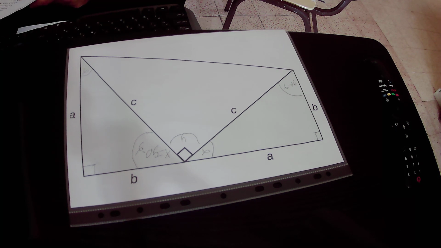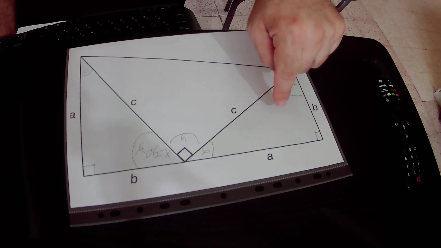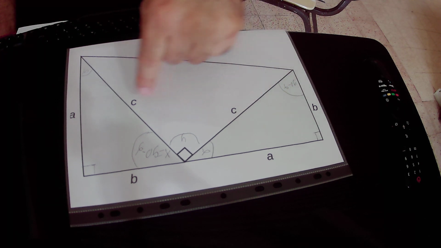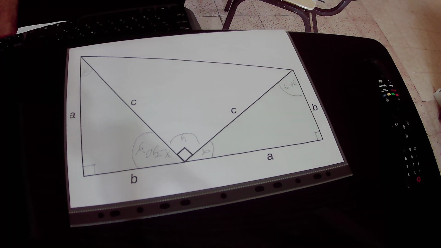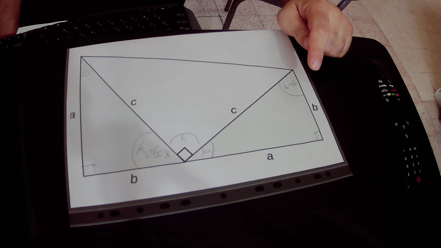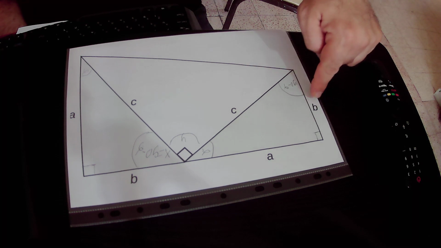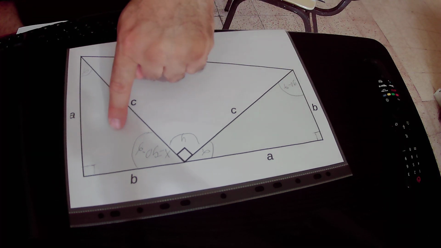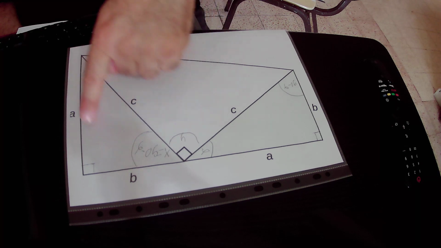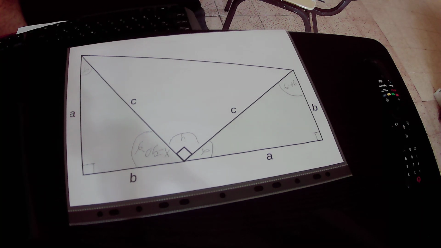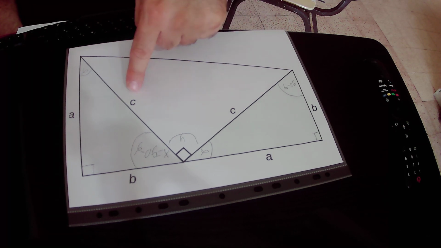On the other end, the area of the trapeze is equal to the sum of the three triangles: this triangle, this triangle, and this triangle. The area of this triangle is A times B divided by 2, and so is the area of this triangle, B times A divided by 2, and the area of the middle triangle is C times C divided by 2.